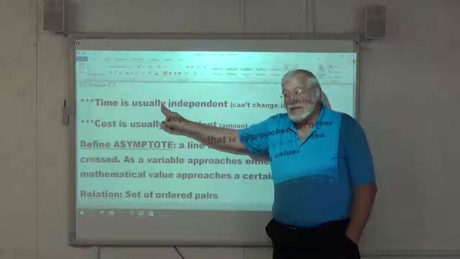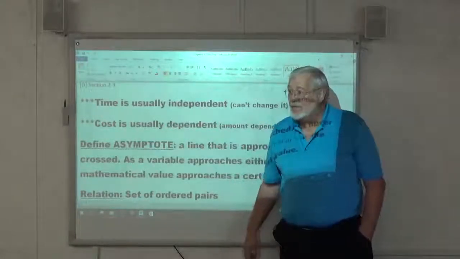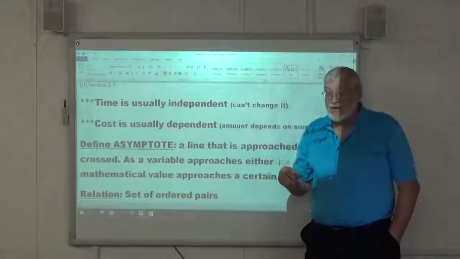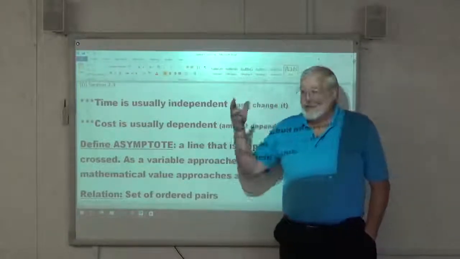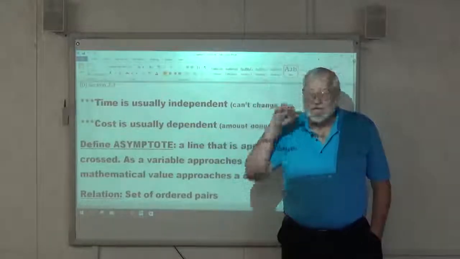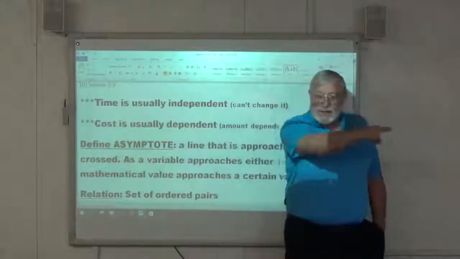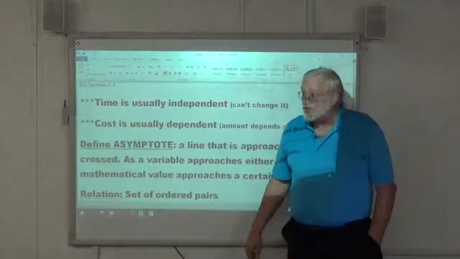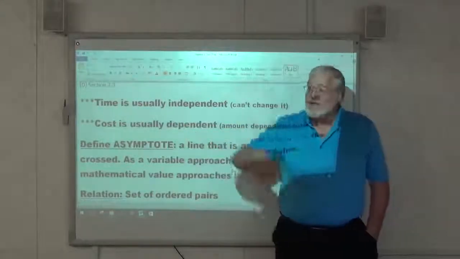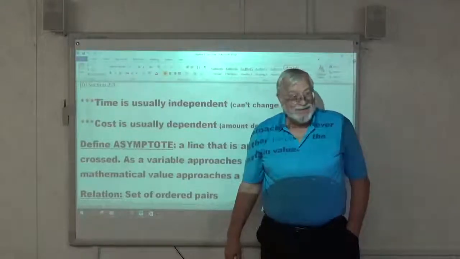Time is usually independent, therefore it's on the x-axis. So whenever you see two things that are being compared in this section, you know, it's talking about the distance from the start being related to the time you've been traveling. Whenever you see time, you know that's going to be on the x-axis almost exclusively. And if time is on the x-axis, then distance has to be on the y, because that's the only place we have left. Okay?